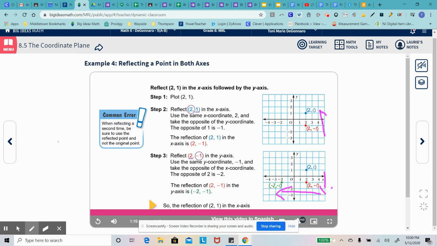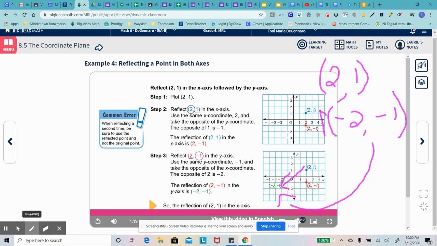So technically you can skip going through one and then the other. If you're really understanding this, you can go straight to the answer. If you're at (2, 1) and you're going to reflect across both axes, you're doing the opposite of both of them. So it'll be (-2, -1), and that's what you came to. All right, so that's a little trick for you.